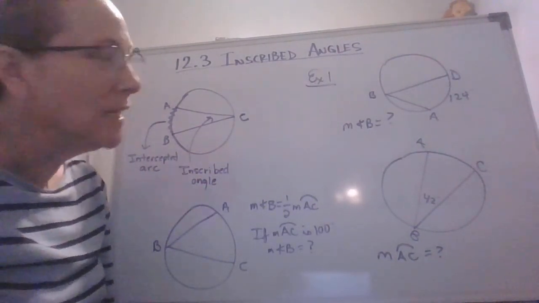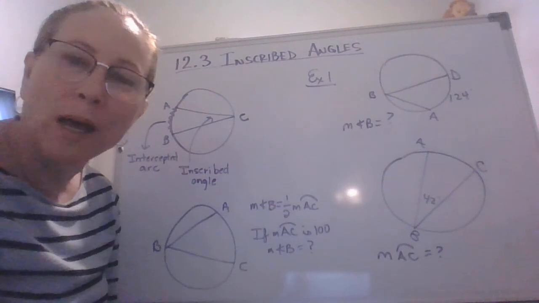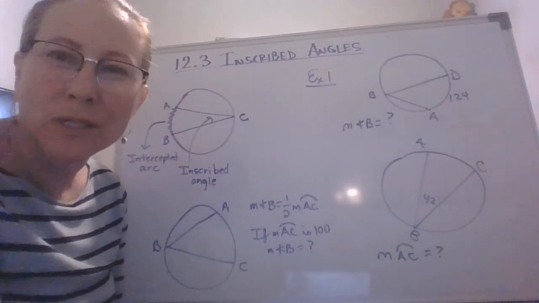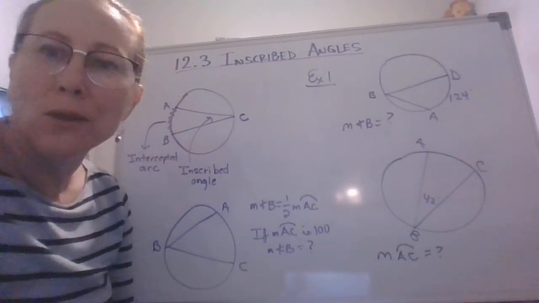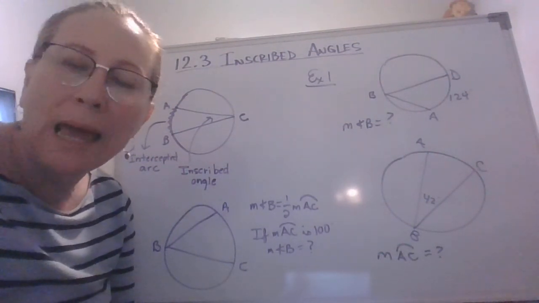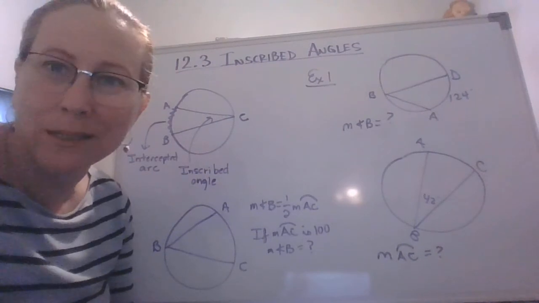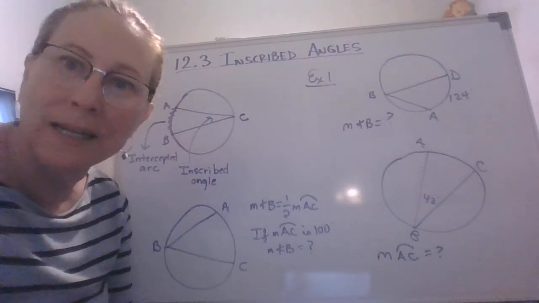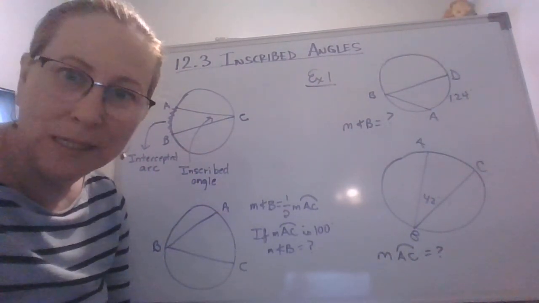We've got section 12.3, Inscribed Angles. Inscribed angles can be a little tricky because there are so many different inscribed angles that can appear in a circle, and you can have so many lines in a circle to distract you from finding that angle. But I'm going to give you some hints and tips.